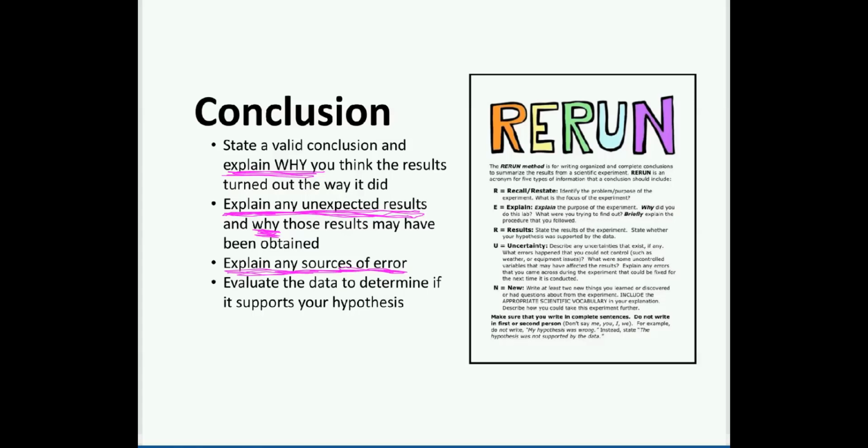Here's an example, the RERUN method for how to write a conclusion. You want to recall or restate the purpose or the problem of your experiment. You want to explain it. Why did you do the lab? What are you trying to find out? Briefly discuss your procedure. I put them in front of the same window, gave them different amounts of water. This is what happened. You want to state your results and whether your hypothesis was supported. You want to discuss any uncertainties, and then you want to talk about 2 new things that you learned, okay? And you want to write in complete sentences, okay?